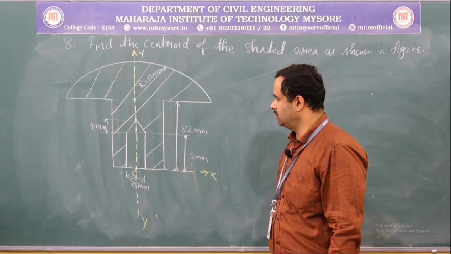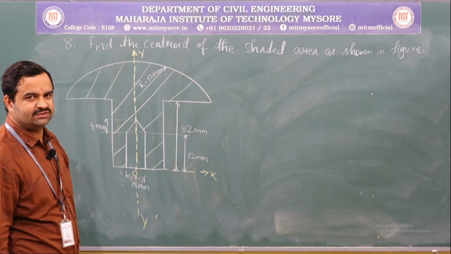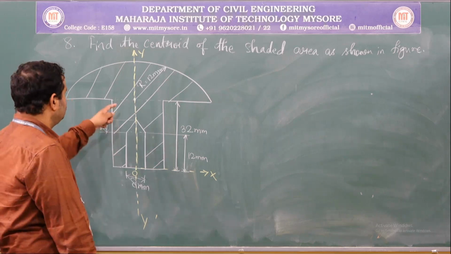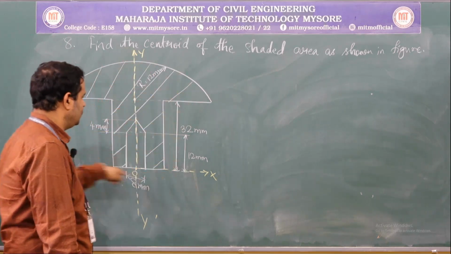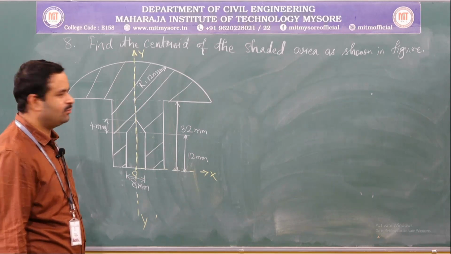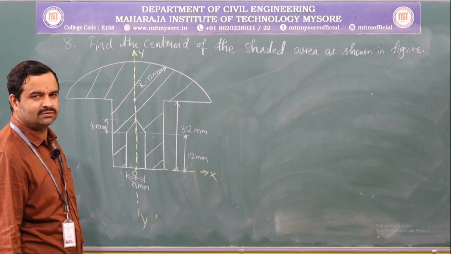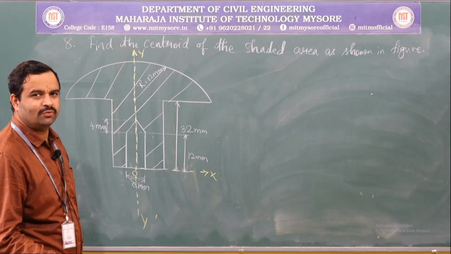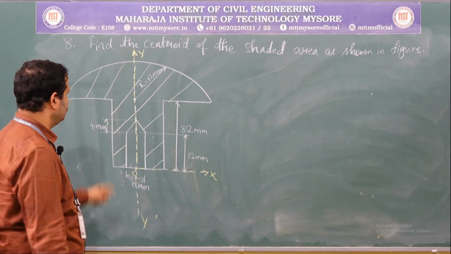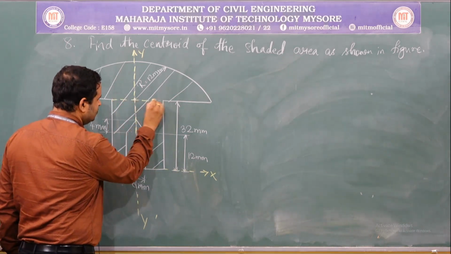Clear? Now, let us divide this into known components, because you do not know the centroid of this lamina. Do you know any formula for this? No, we do not have any formula for a composite section of this kind. We know only regular geometrical figures. So, we shall divide this into a number of known components.